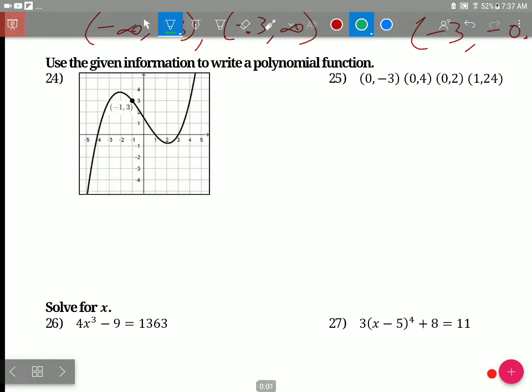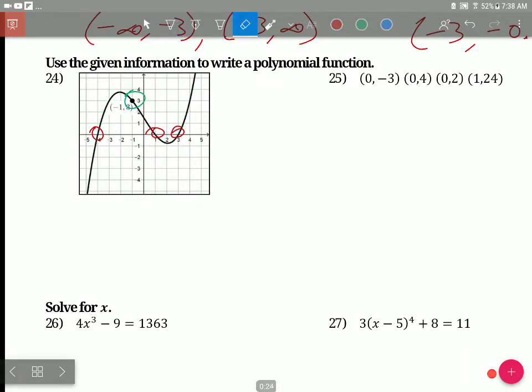All right, this says use the given information to write a polynomial function. What you need to write the polynomial is, in these cases, we give you the roots, or the zeros. And then we need one point on the graph. This way we can tell its scale. That way we know it's not like this versus like this. We need to know how steep this thing is.